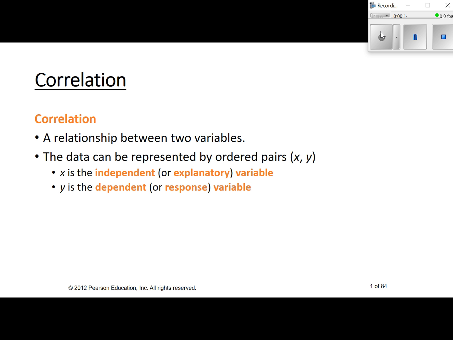That's what we're trying to figure out here: how well are these two variables correlated. Remember, your x is your independent variable and your y is your dependent variable. We're trying to figure out how those two are related to each other, or if they are related to each other.